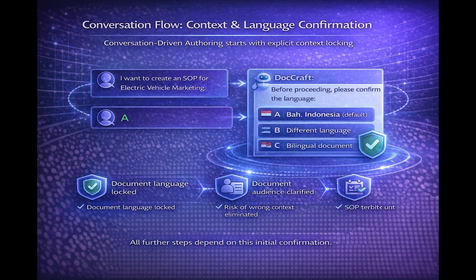This small decision has a major impact, because every step that follows will be based on this confirmed context. This is the first core principle of DocuCraft: eliminate assumptions early, so misalignment does not appear later in the process.